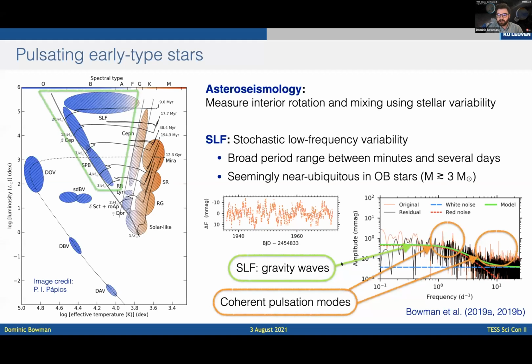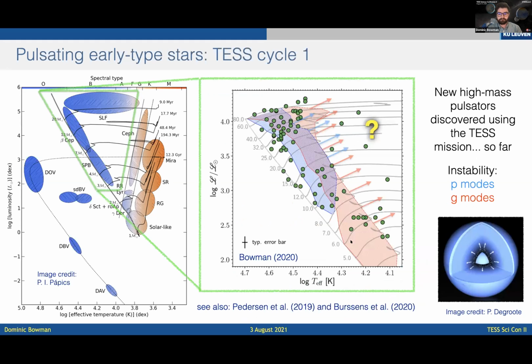And the second is that a lot of these massive stars have coherent oscillation modes. So there are two different types of variability going on here. There's the peaks, the coherent oscillations that sit on top of this ensemble stochastic background. And what we really want to do is exploit both of these, because as I'll show you in the later part of my talk, they're doing different things, and we can really use them to extract parameters of the stars.